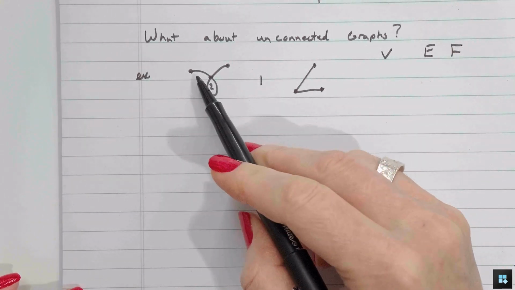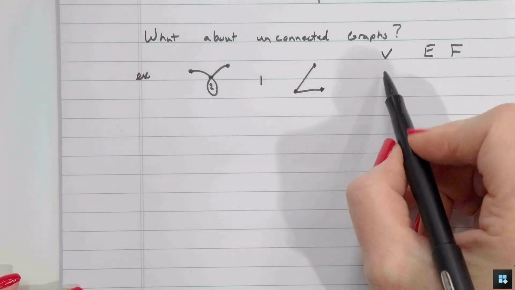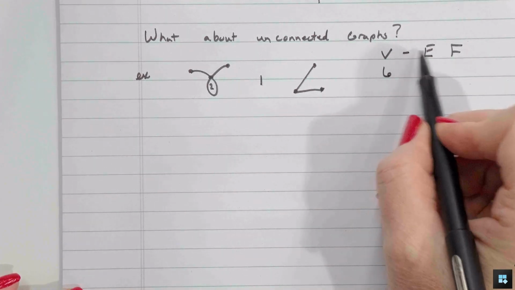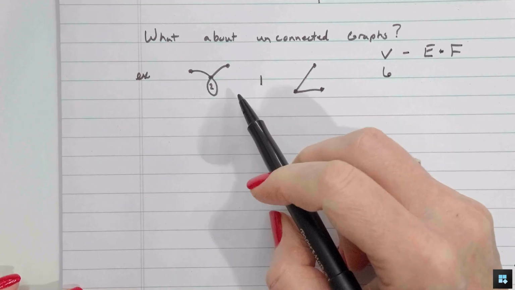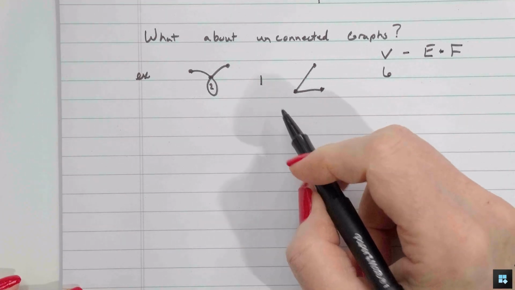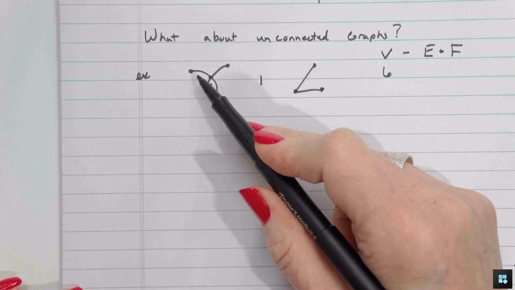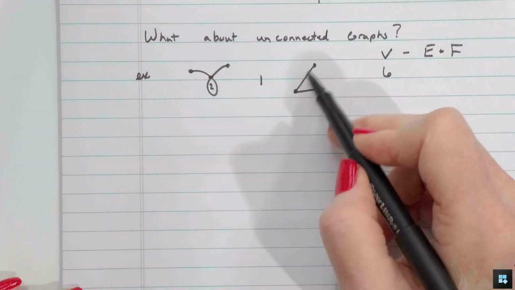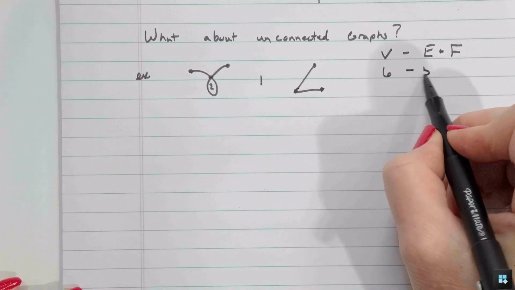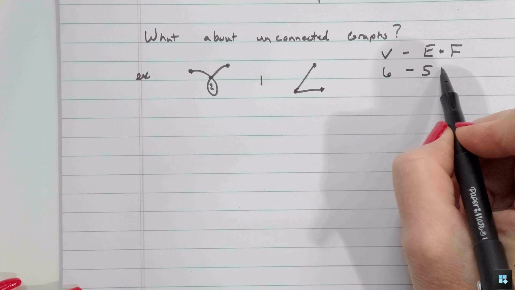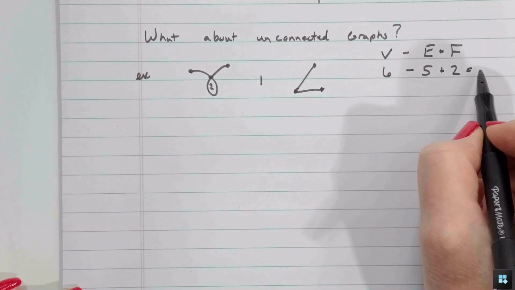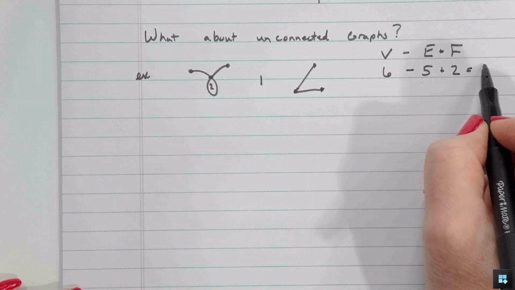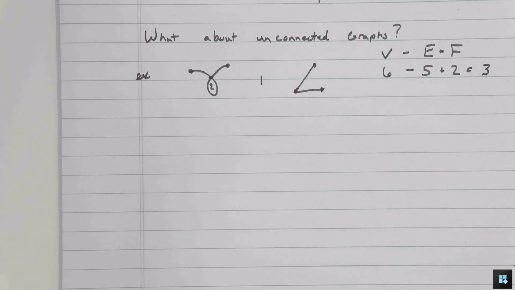For vertices, I have 1, 2, 3, 4, 5, 6 vertices. For edges, I have 1, 2, 3, 4, 5 edges. Get 3. What I'd like you to do is see if you can discover a pattern for unconnected graphs.